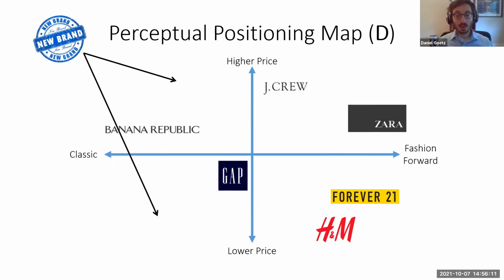Versus maybe we're analyzing H&M, and we can see H&M and Forever 21 are very, very close together. They're both low price, fast fashion. So maybe H&M would move a little bit more towards classic styled stuff if we're analyzing them. Or, if we're Forever 21, maybe we'd want to move up market a little bit and start charging higher prices.